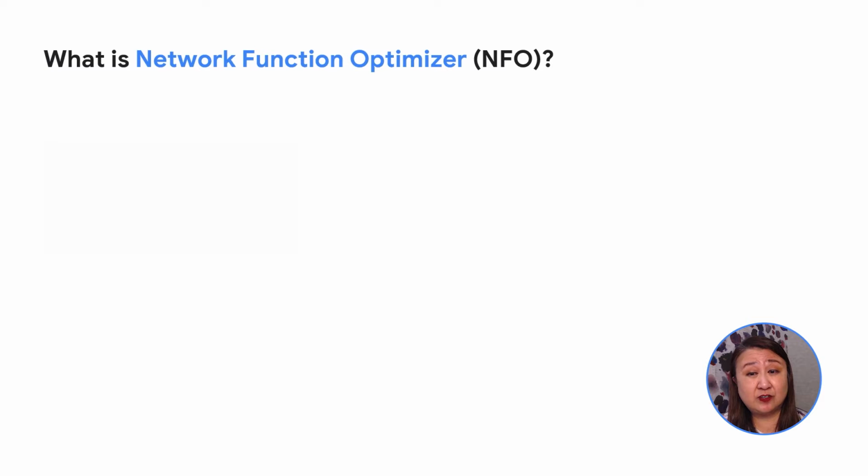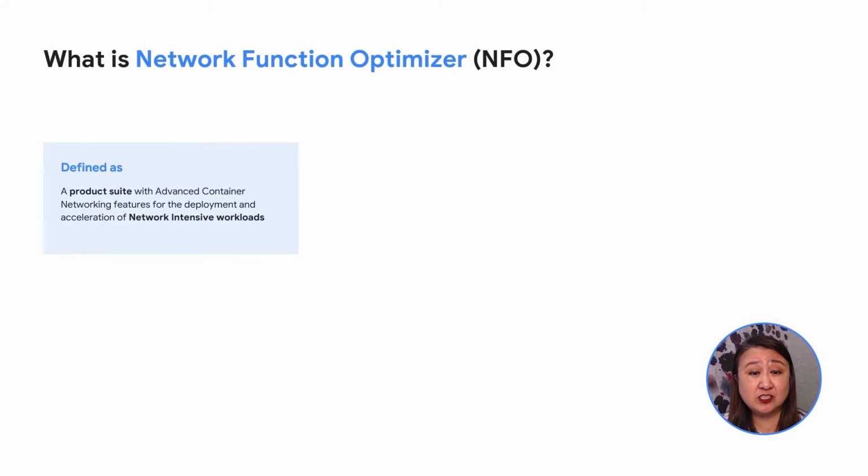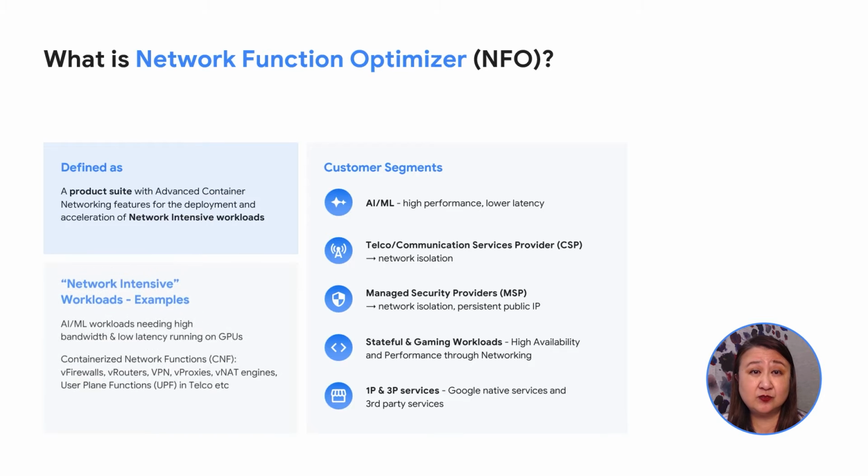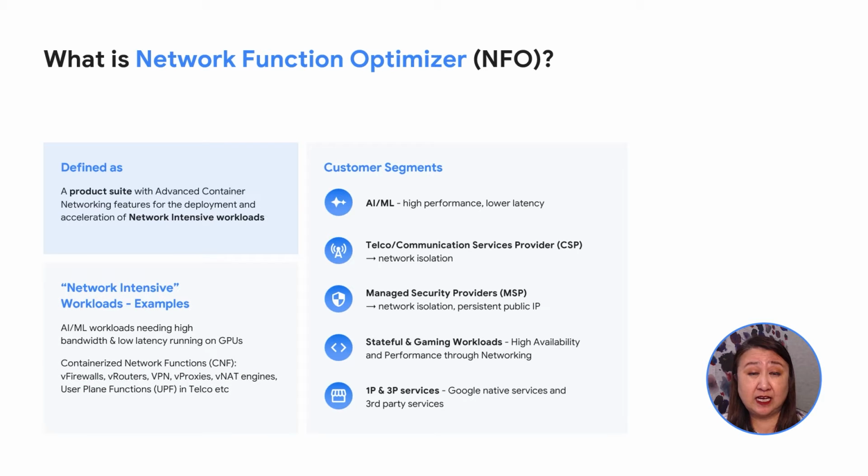So what is the Network Function Optimizer? It's actually a product suite with advanced container networking features for the deployment and acceleration of network-intensive workloads. Network-intensive workloads could include AI/ML workloads that require high bandwidth and low latency running on GPUs. They could be containerized network functions, containerized firewalls, vRouters, VPN, proxies. They could be user plane functions in telco networks.